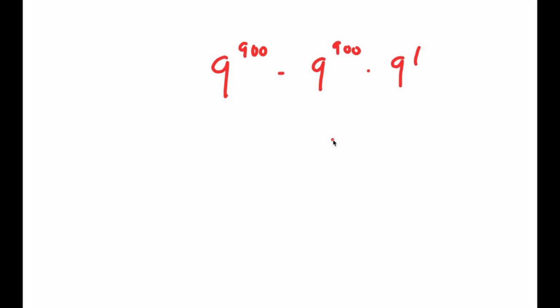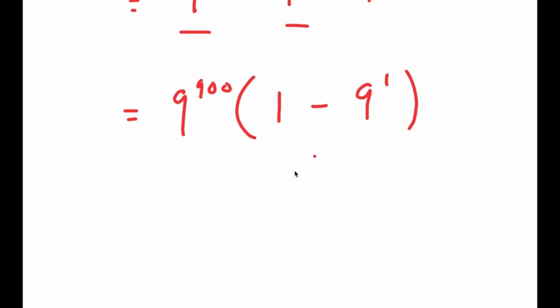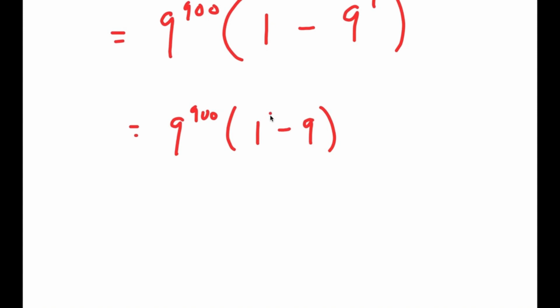So now from here, these two terms have the number 9 to the power of 900 in them. So I'm going to factor out 9 to the power of 900, which is what I said I was going to do at the beginning of the video. So now I get 9 to the power of 900 times 1 minus 9 to the power of 1. And this is equal to 9 to the power of 900 times 1 minus 9, because 9 to the power of 1 is the same thing as 9. Now 1 minus 9 is equal to negative 8, so I get 9 to the power of 900 times negative 8.